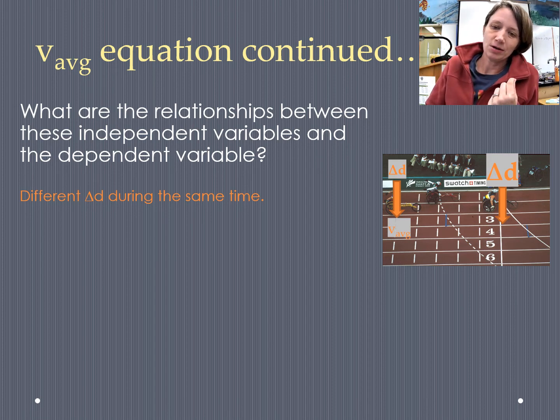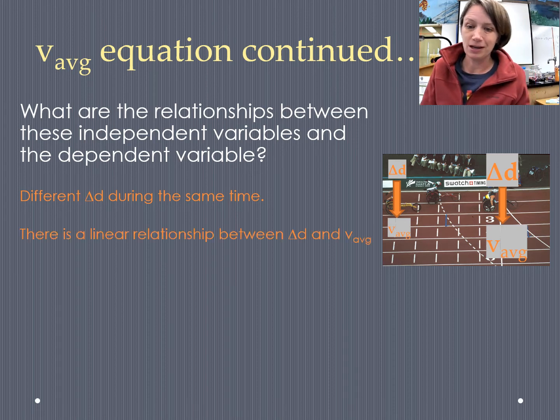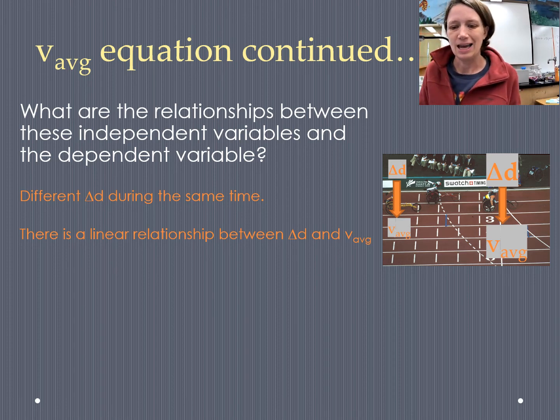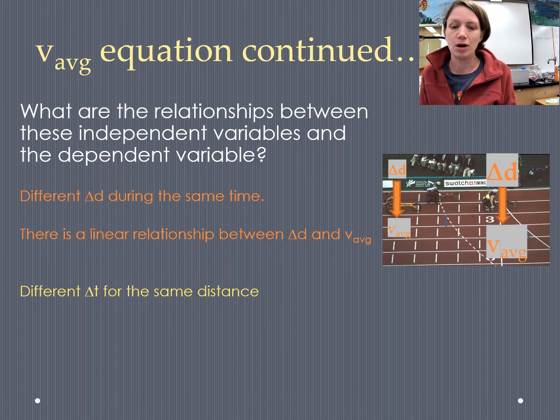Whereas that other racer who covered a larger distance, that's going to be a larger average velocity. So that should hopefully feel to you like a linear relationship. There must be a linear relationship between delta D and the average velocity of those racers. We need to do the same thing for our other variable.